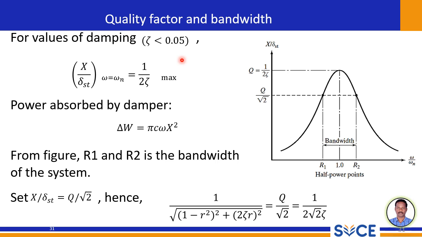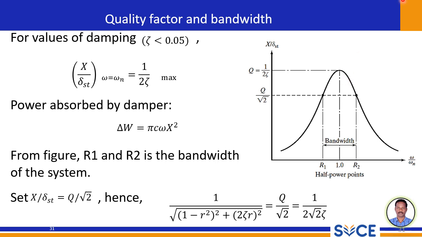First, let's look at the maximum amplitude ratio for low damping. This maximum value occurs approximately when the forcing frequency equals the natural frequency. That means we get 1 by 2 psi as the maximum. This equation shows that for very low damping, the maximum amplitude ratio becomes very large, indicating significant amplification of vibration at resonance.